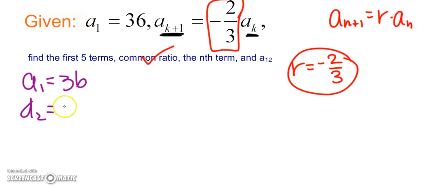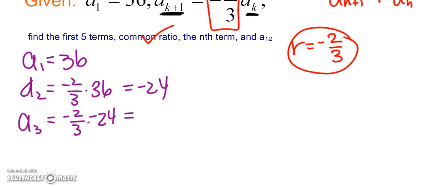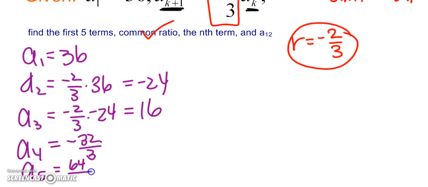A sub 2 is going to be equal to negative 2/3 times 36. A sub 3 will be equal to, this is going to be negative 24. This is going to be negative 2/3 times negative 24. A sub 4 will be based off of what you get for a sub 3. And a sub 5 will be based off of a sub 4. So a sub 3 comes out to be 16. And then negative 2/3 of that is going to be negative 32/3. And negative 2/3 of that is going to be 64/9. So we've got the first 5 terms.